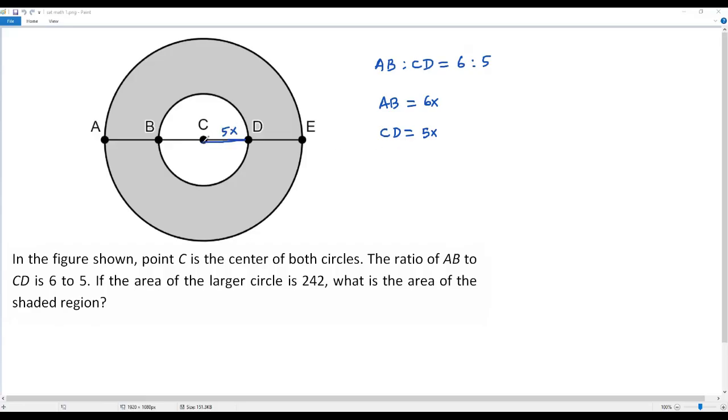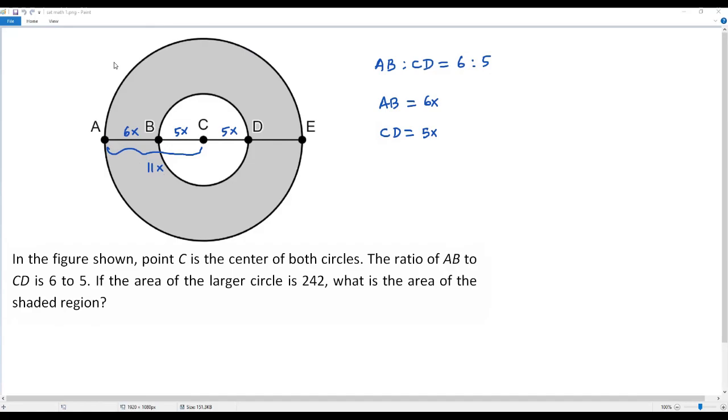Actually, this CD represents the radius of the smaller circle, and this BC also represents the radius of the smaller circle. Then the length of BC is also 5x. And the length of AB is 6x. The line segment AC represents the radius of the larger circle. To get the length of AC, we add 6x and 5x, and I'm getting 11x. So here I got the radius of the larger circle, that is 11x.